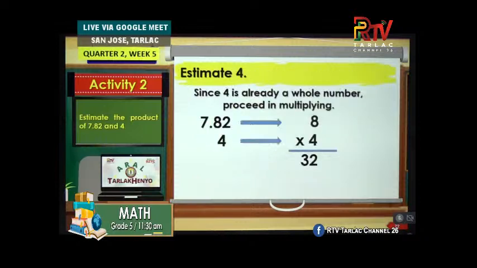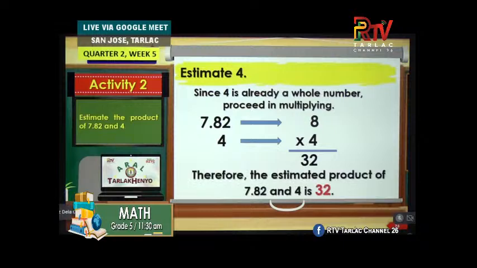Next is, since 4 is already a whole number, no need to estimate. Proceed in multiplying numbers. 7.82 is estimated to 8. Multiply it by 4. That gives us 32. Therefore, the estimated product of 7.82 and 4 is 32. Did you get it correctly, children? Good job!